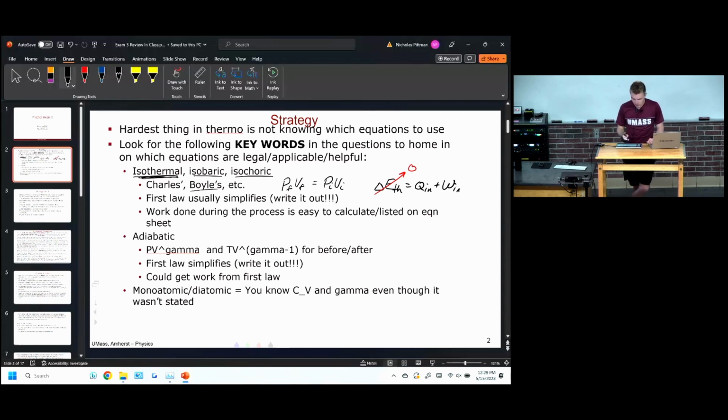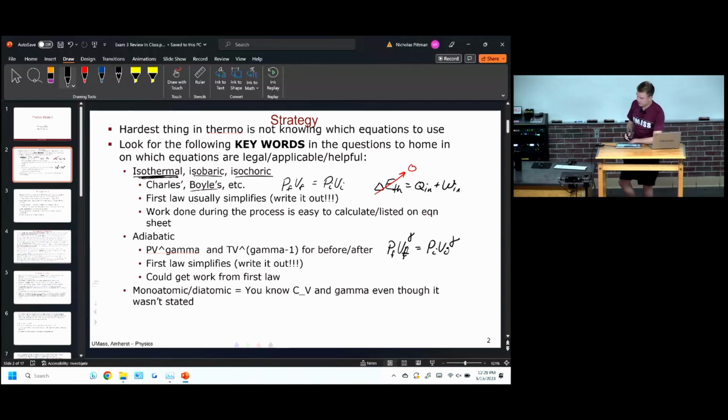For adiabatic processes, they're kind of like the cousins of these 3. So instead of using Boyle's law, PV, it's now P final, V final to the gamma power. Or, well, initial or final can go on either side. Sorry. So this is the analog of Boyle's law.